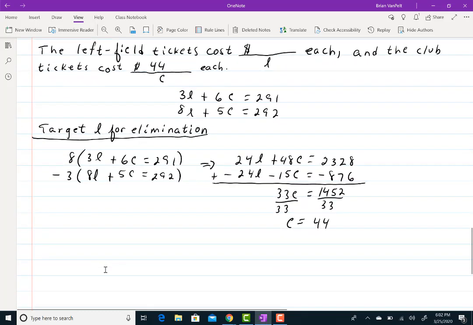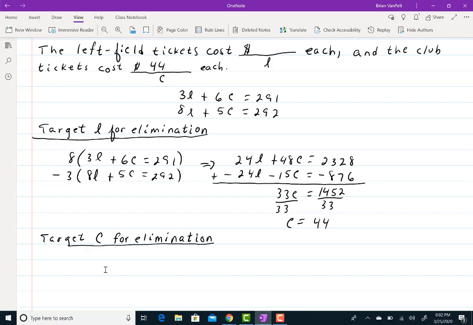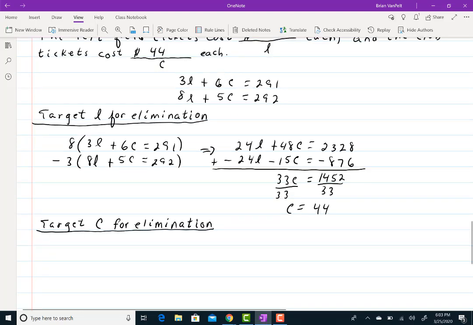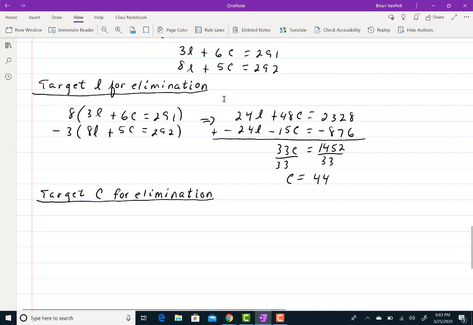Now to go and find the value of L. So this time I will target C for elimination. This time I want to take out the C's. So if I multiply the first equation by 5, I'll get a 30C. If I multiply the second equation by negative 6, I'll also get a 30C, but it'll be negative, and they'll cancel. So the first equation gets multiplied by 5. And the second equation is multiplied by negative 6.